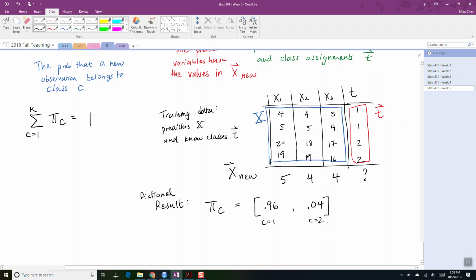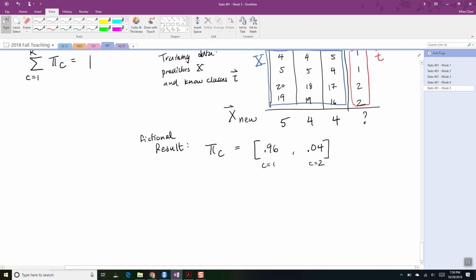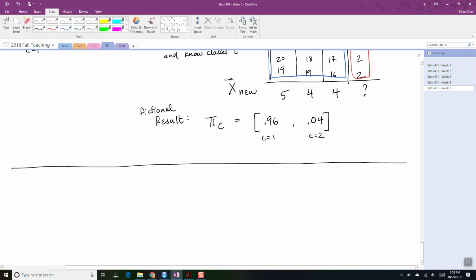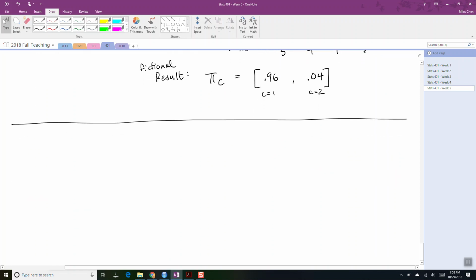This was just a simple example that we're looking at in our head, but basically our brains are kind of interpolating. We're saying, oh, 4s and 5s look like class 1, and numbers around 19 look like they're class 2, right? So how does this work? Well, we're going to use Bayes' rule.